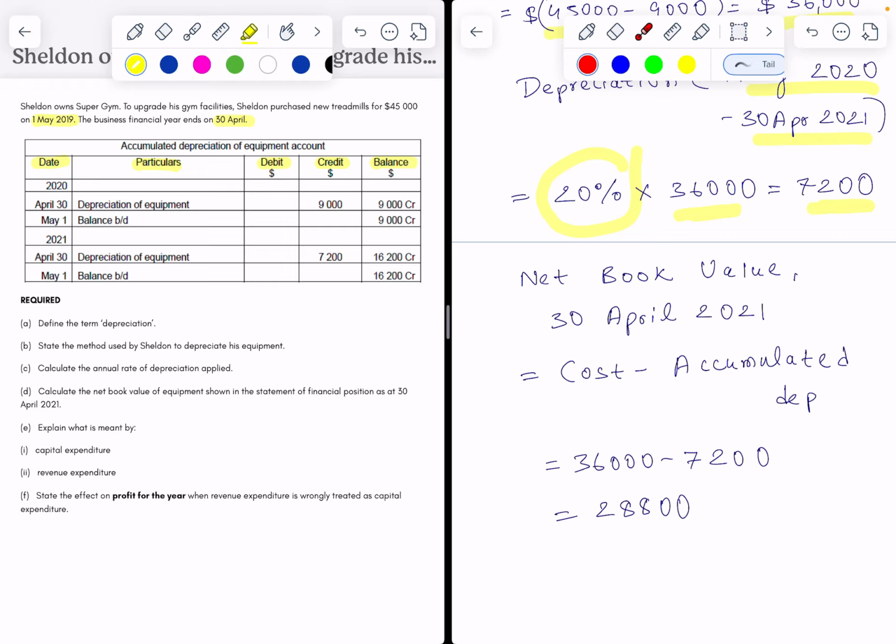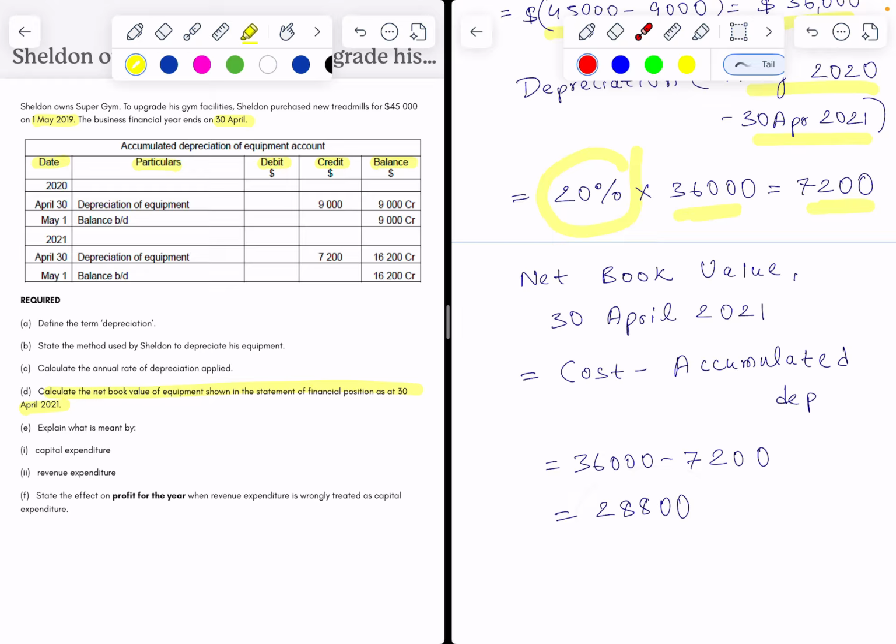All right, so you can see here in Part D. So the net book value at the end of 30 April 2021 is the net book value from the previous financial year minus the depreciation expense which we incurred in the second year. So $36,000 minus $7,200, and that is $28,800. All right.